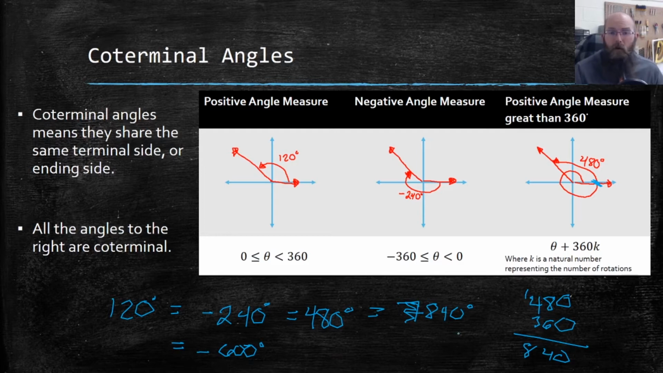And this isn't always helpful, but sometimes it is. Sometimes you'll be given a large angle and you need to find out more what that thing actually looks like. It's helpful to then reduce it down, because that's usually the problem. I'm given something like the 480, and I've got to go down to the 120. Usually that one's the more helpful one. All right, so coterminal angles means they share the same terminal side, or the ending side. Wherever they end, they all end in the same place. Let's keep going and check out some more examples.